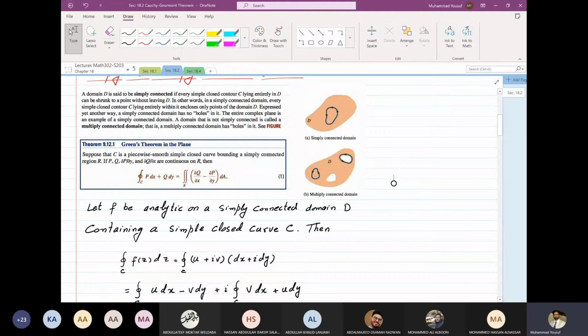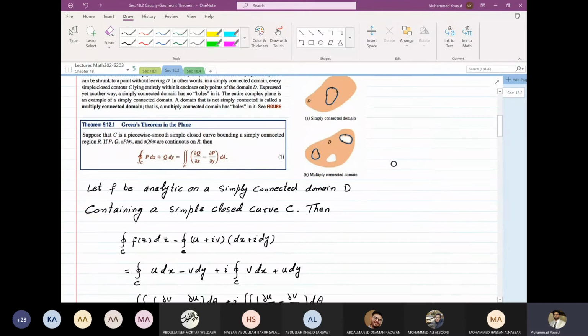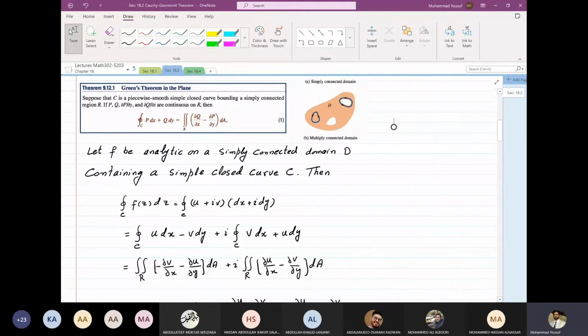And the same thing is written in this paragraph. You can read it. Okay, we are also using one theorem, and I have taken this theorem from chapter 9 of the same book, your book, theorem 9.12.1, and this is just a reminder to tell you what Green's theorem is. And this is for the real case. We will do it for the complex case, but this is for the real case.